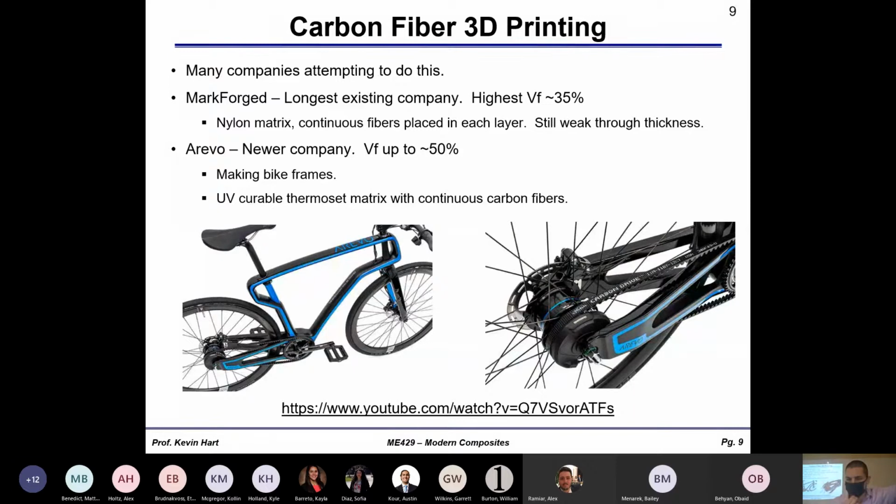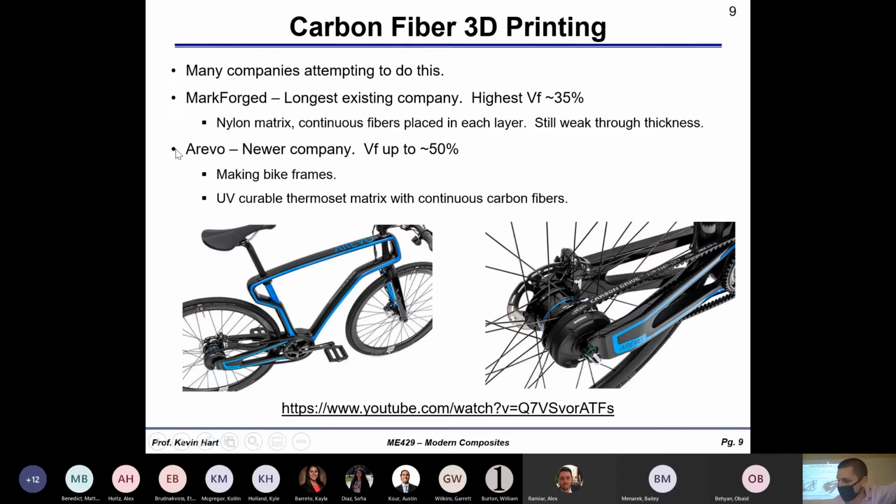The closest I've seen to anyone getting viable volume fractions with carbon fiber 3D printing is probably this company here. There is a company called Markforged that does some 3D printing with carbon fiber, but the largest volume fraction I've seen there is about 35%. It's very good, don't get me wrong, but still weak through the thickness, and it's more or less got carbon fibers only in the plane of the 3D print.